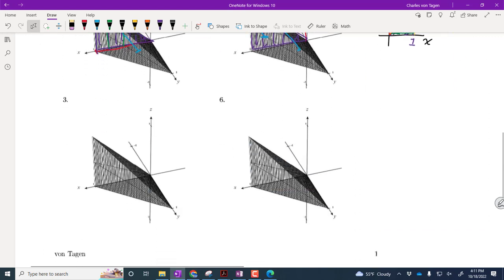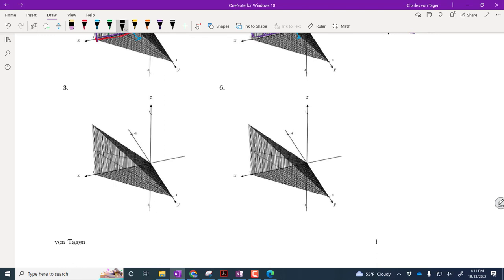All right, the last two. In my opinion, this is where it gets a little bit harder.